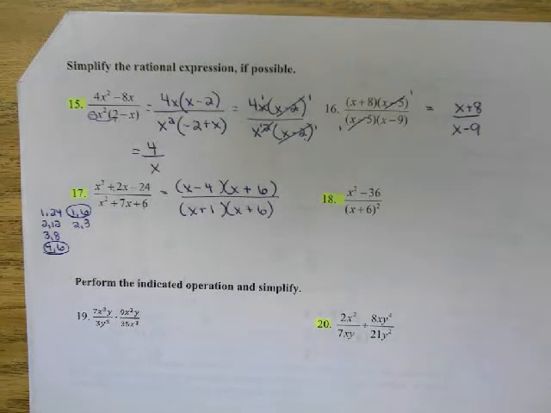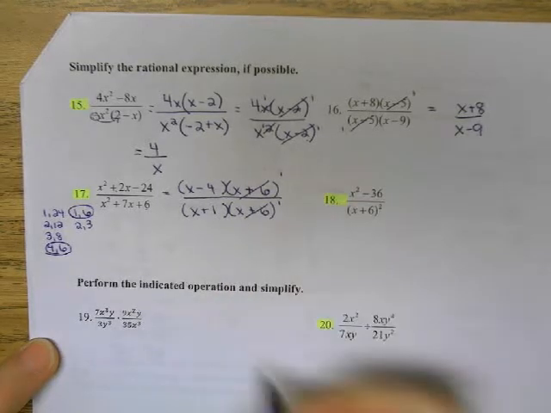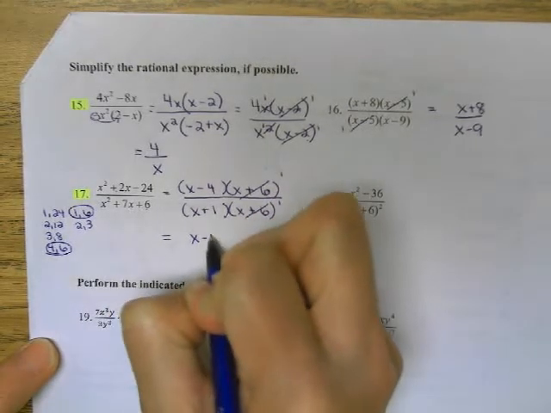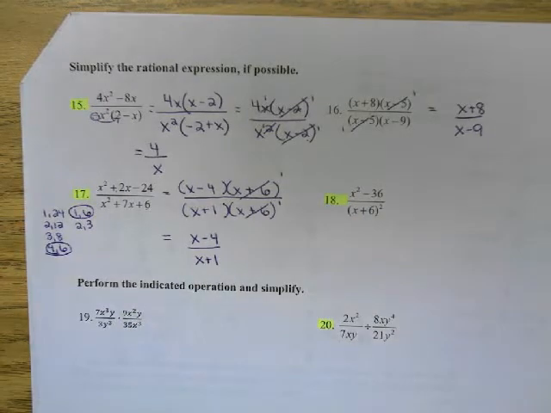Again, once it's factored, I'm looking for like terms in the top and in the bottom so that I can reduce them. So if I look at this one, they both have an x plus 6 that reduces to 1. So I'd be left with x minus 4 over x plus 1.